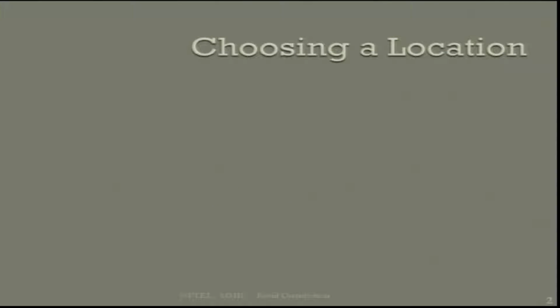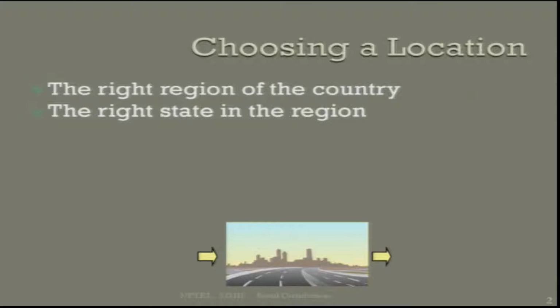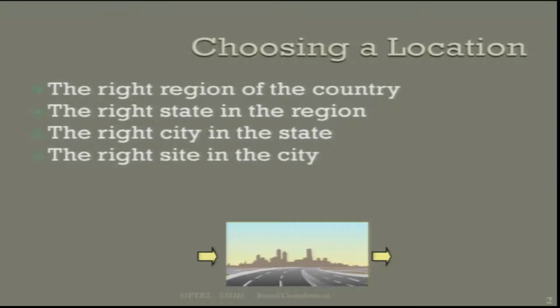So, it is an interesting topic. There are various angles to it, and let us go through that one by one. So, first is choosing a particular location, the right region in the country, in India, western, eastern, southern, northern, then within that region which state, and the right city in that state, the right site within that city. So, these are all the different decisions that we have to take with respect to choosing a particular location for a retail outlet.